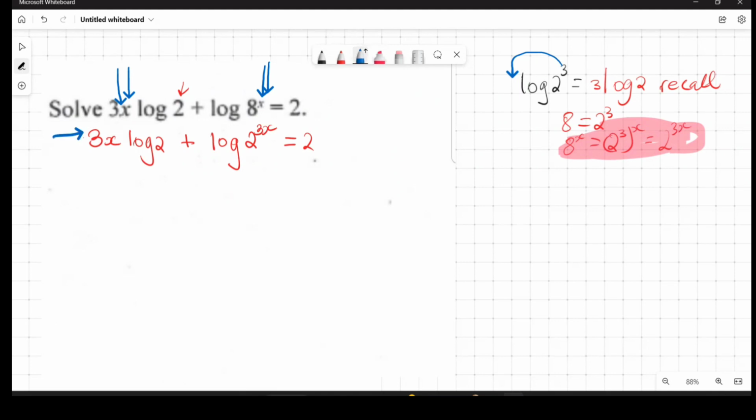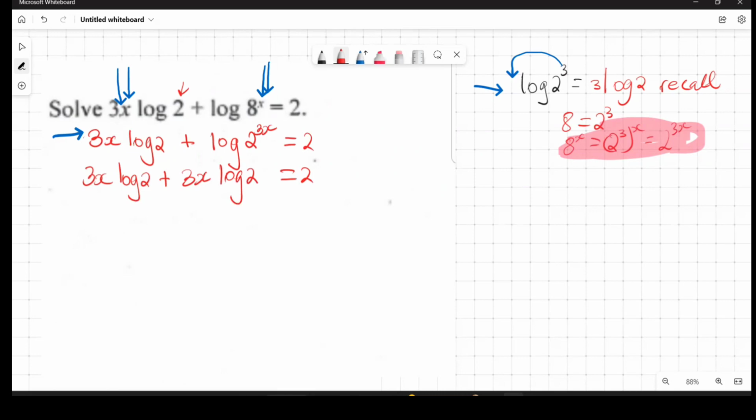Now what we want to do is to employ this one, where the power of the log becomes a coefficient. For example, so I'm rewriting again, 3x log 2 plus 3x again log 2, and that is equal to 2. Take a look at that. So we have 3x log 2 plus 3x again log 2. Yep. So we're seeing that a number of times right there.